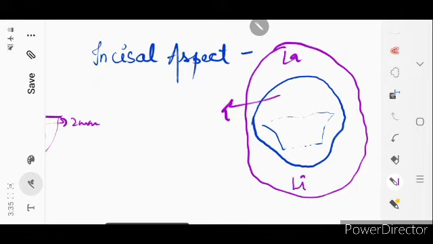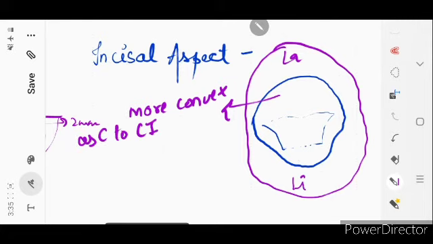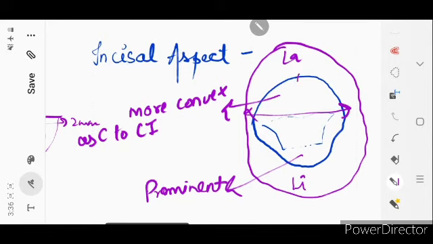Here you can see the labial surface is more convex as compared to the maxillary central incisor. And on the lingual side the cingulum is prominent. Here the dimensions of the crown mesiodistally and labiolingually are almost the same. From the incisal aspect we can see that it is oval in shape. Please remember, you can also take this point as a difference between the central incisor and the lateral incisor.